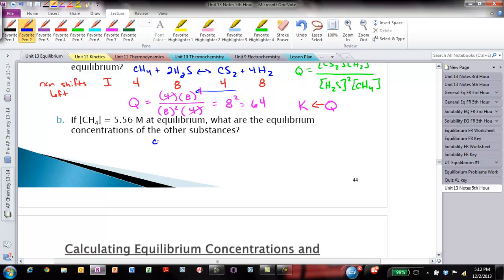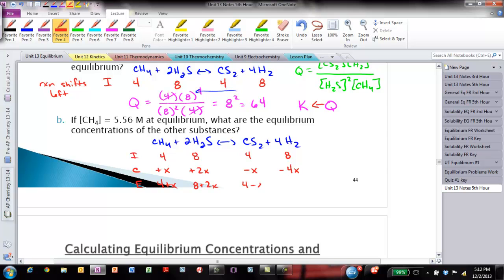So what we're going to have to do is finish out our ice diagram, because then it gives us in part B that the methane concentration is 5.56 at equilibrium. What are the equilibrium concentrations of the other ones? So I'll quickly just copy that ice over. So 4, 8, 4, and 8. So for our change, since we see the reaction going to the left, we're going to add x and add 2x, subtract x and subtract 4x. And then our equilibrium line is going to be 4 plus x, 8 plus 2x, 4 minus x, and 8 minus 4x.